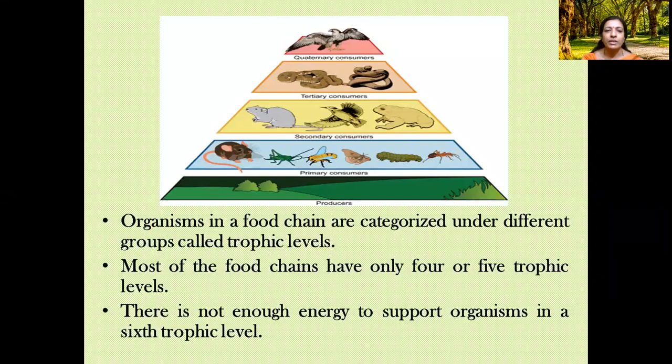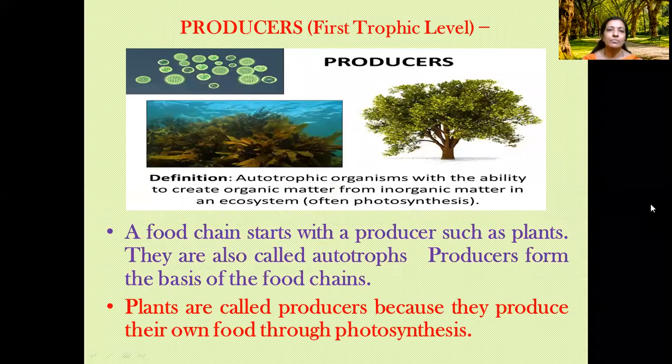Organisms in a food chain are organized under different groups known as trophic levels. Most of the food chains have only 4 or 5 trophic levels. This is because there is not much energy left at the higher trophic level to support organisms for a 6th or 7th trophic level. So generally, a food chain will have 4 or 5 trophic levels.